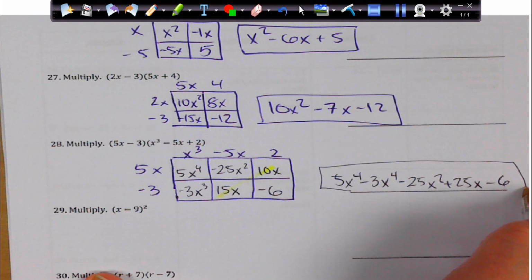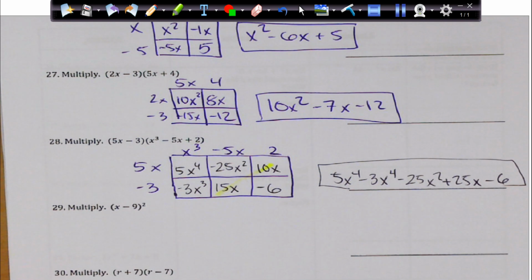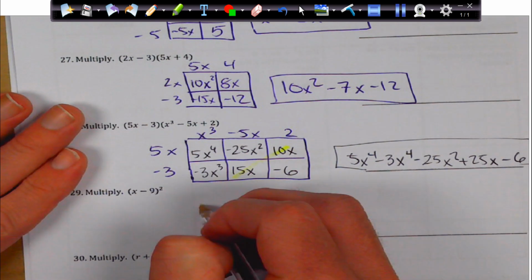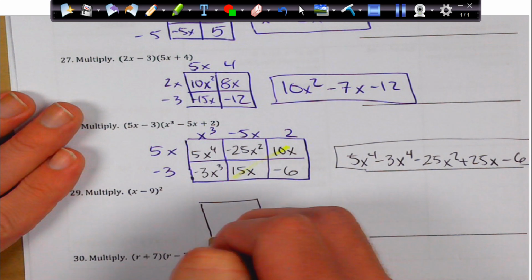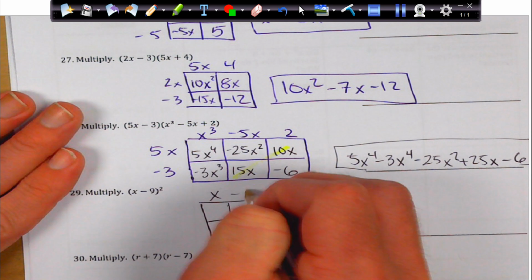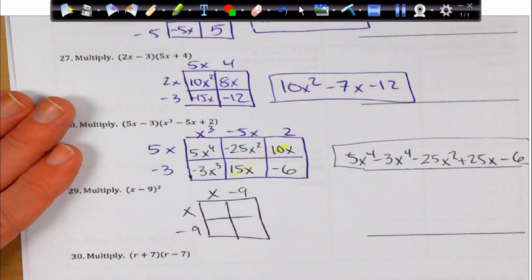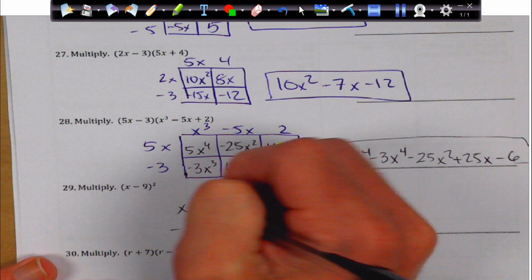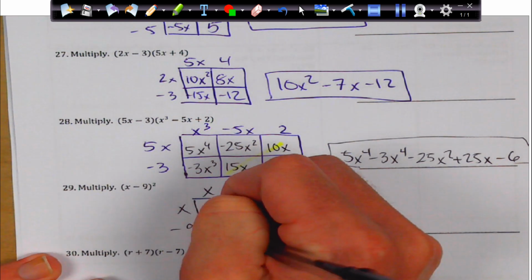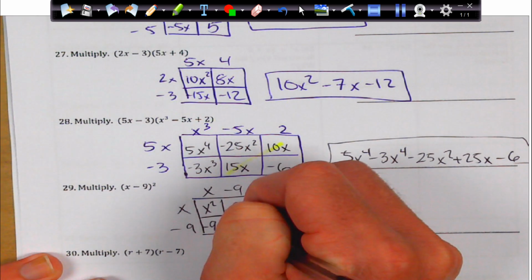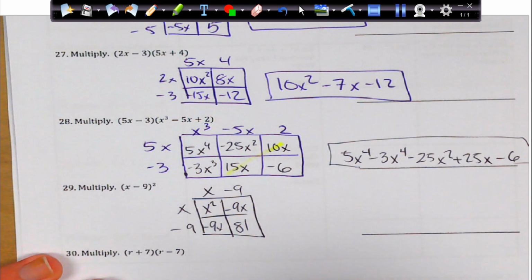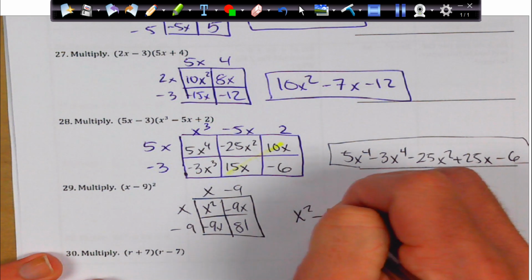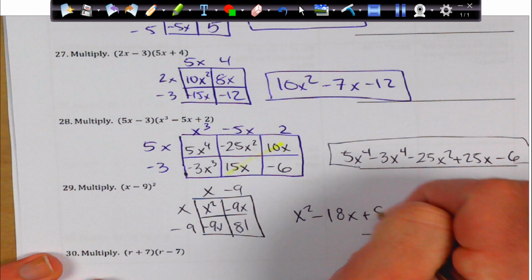And x minus 9 squared, just do a square, that is x minus 9 and x minus 9. And we're going to get x squared, negative 9x, negative 9x, and 81. And negative 9 and negative 9 is going to make a negative 18x, and then plus 81.